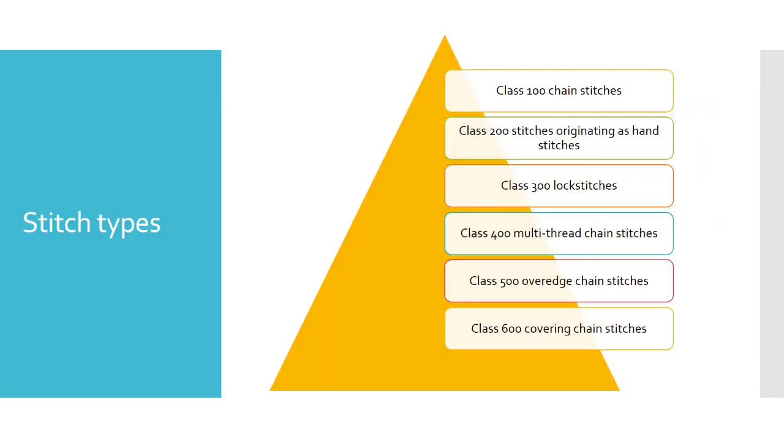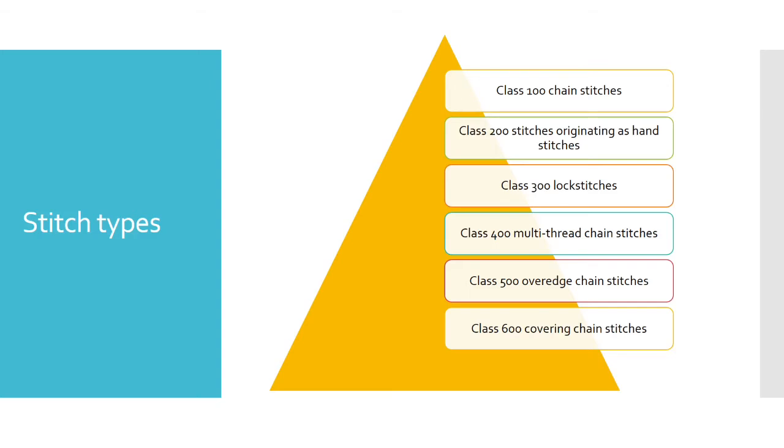Now, stitches are classified into 6 classes. Number 1: Class 100, chain stitches. Chain stitches are formed from one or more needle threads and characterized by interlooping. Number 2: Class 200, stitches originating as hand stitches, for example pick stitching. Number 3: Class 300, lock stitches. The interlacing of thread in a stitch of this class makes them very secure and difficult to unravel. 2 is the maximum number of needles commonly in use on lock stitch machines, and it has limited stretch.